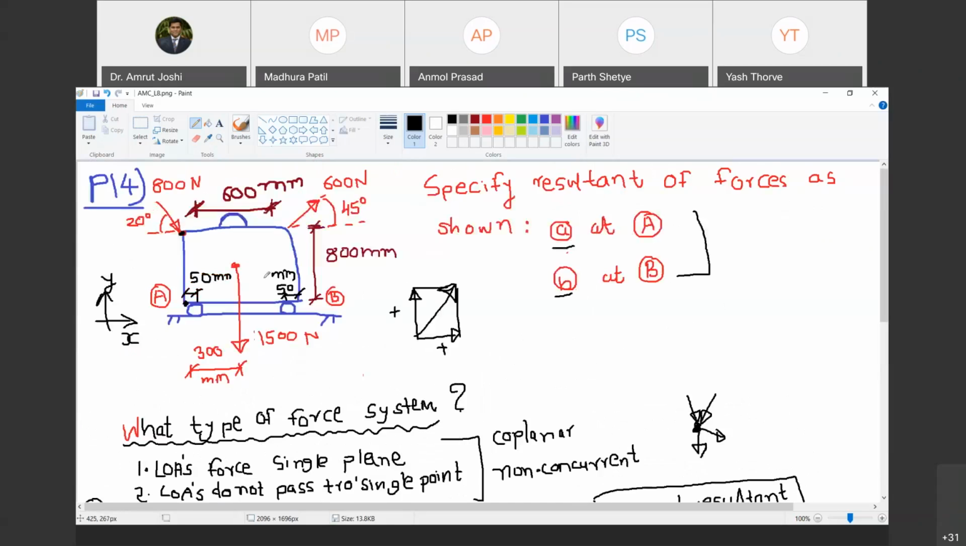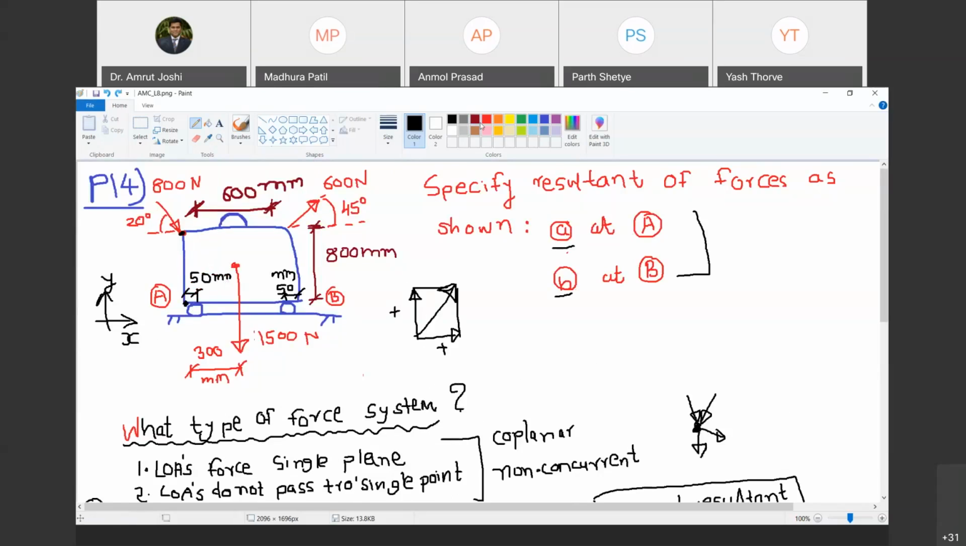So what are the forces? There are three forces: 800, 600 and 1500. If I were to write down moment of 800 about Z axis passing through A, what will I have to do? I will have to extend this line of action. Do you agree with me? Yes, sir. And okay, one minute.